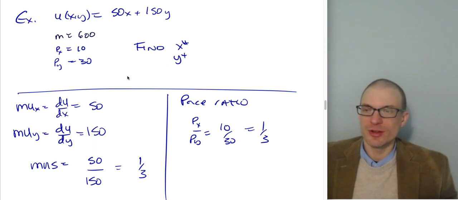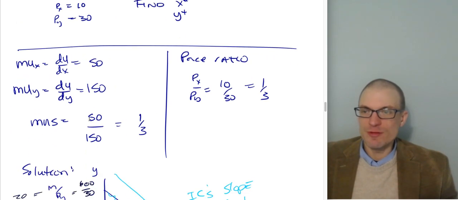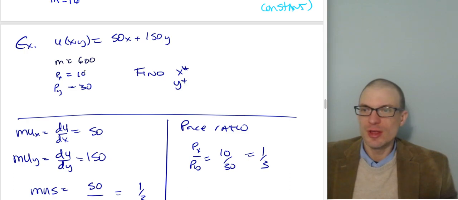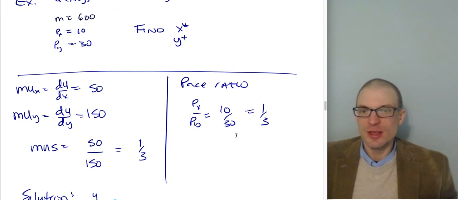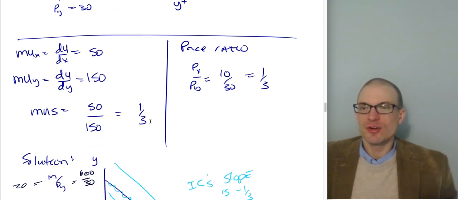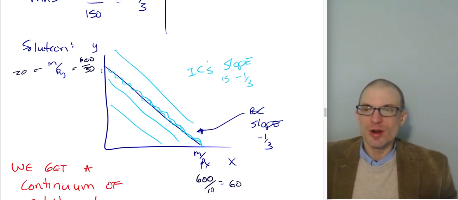Find the optimal bundle. Well, my marginal utility of x, take the derivative with respect to x, is 50. My marginal utility of y, take the derivative with respect to y, that's 150. 50 divided by 150 is my marginal rate of substitution, that's 1/3. What about my price ratio? Oh, that's going to be 10 divided by 30, which is also 1/3. My marginal rate of substitution and my price ratio have the same slope, which tells us one of my indifference curves is going to be coincident with the budget constraint.